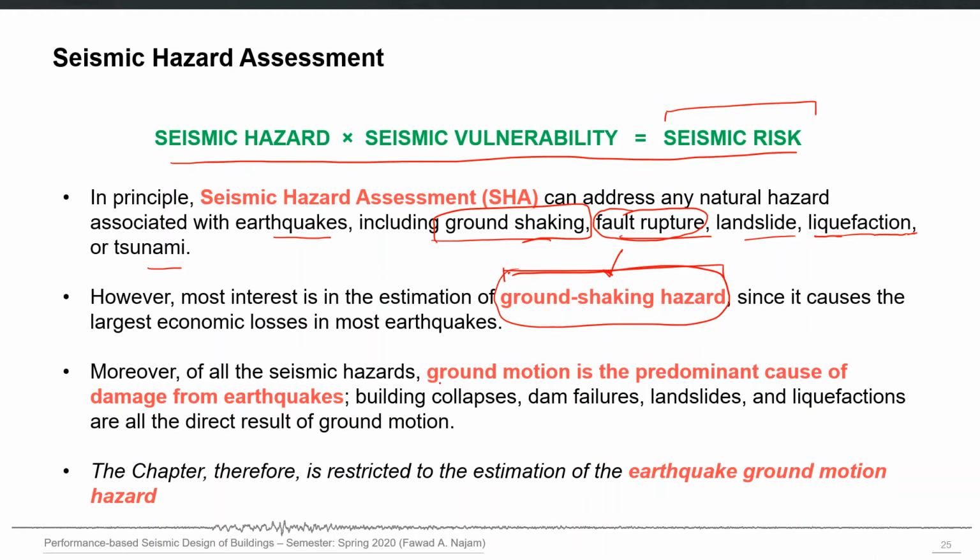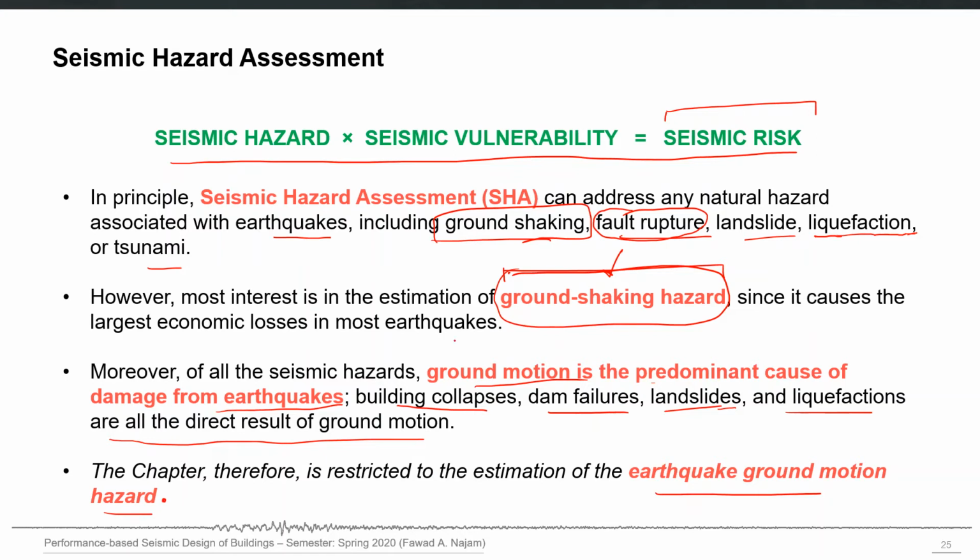Of all the seismic hazards, the ground motion is the predominant cause of damage from earthquakes. For example, building collapses, dam failures, and landslides are primarily caused by ground shaking. Liquefaction is also caused by the ground motion or ground shaking. So therefore we will restrict our discussion only to the estimation of earthquake ground motion hazard.